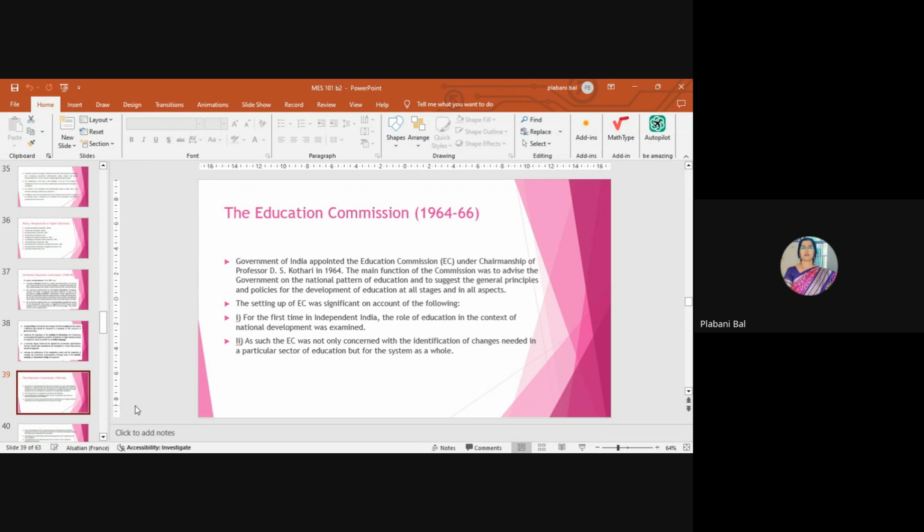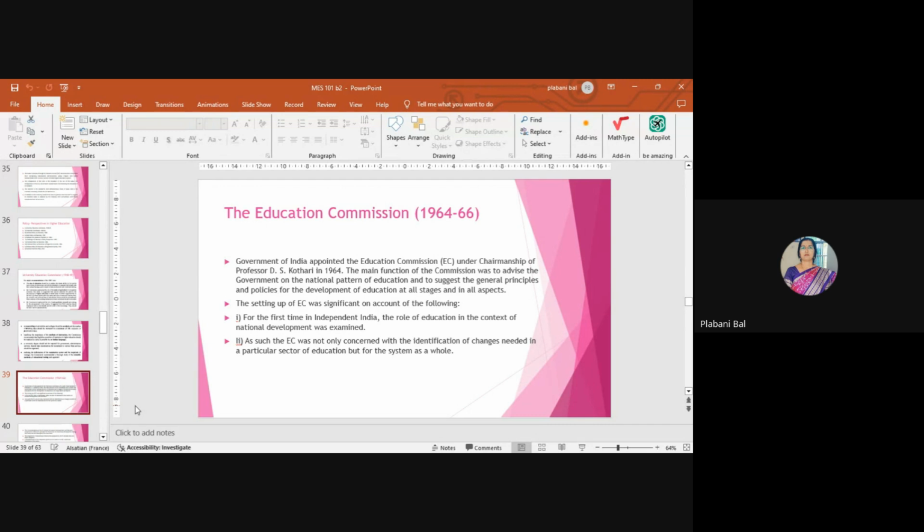Then application of science in production. The modern age is an age of science, so it was also emphasized to apply science in the field of production. Then social and national integration. The commission also recommended that social and national integration should be one of the aims of education, which is necessary for the progress of the country. And another major word arose from that commission's recommendation, that is common school. So what is the meaning of common school? The common school means the school which is common for all children, irrespective of caste, color, creed, community, religion, economic and social status, etc. It is the common school system.